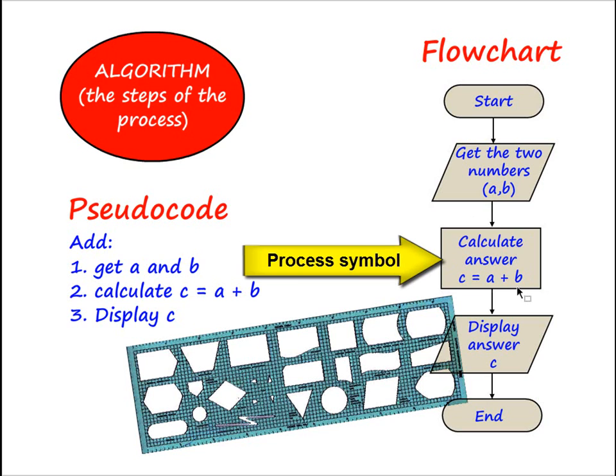And then I have a rectangle. Rectangles represent an internal process. So the internal process here is I've got to take those two numbers and calculate the answer. You also see lines between these symbols. This is the flow of the program. In this case, this is a strict linear flow. And we'll see later there are other symbols that allow us to have multiple paths for a flowchart to follow.